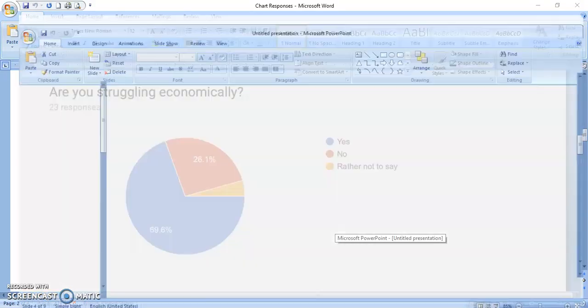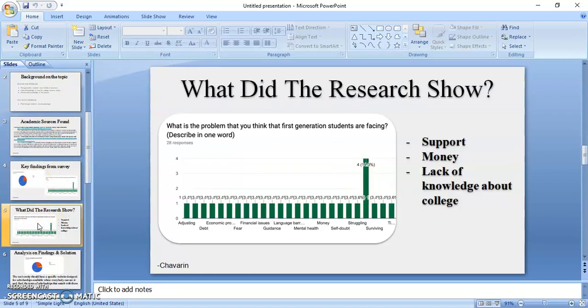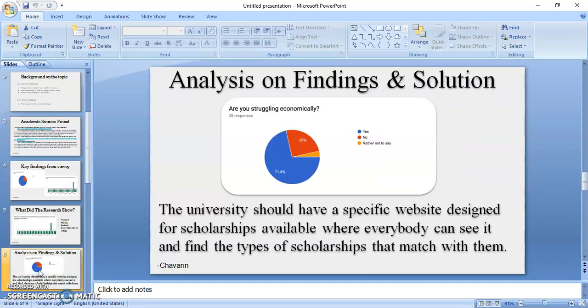Now I'm going back to this PowerPoint, which, as I said, is not going to be due for you. You will just write out your solution. So you need to look at what your research has shown. For this group, it showed that they are lacking support, money, and they don't really know what to do with the college, which is first generation students. We're talking about first generation students. Again, analyze it, and here is a solution. That's one of their solutions.